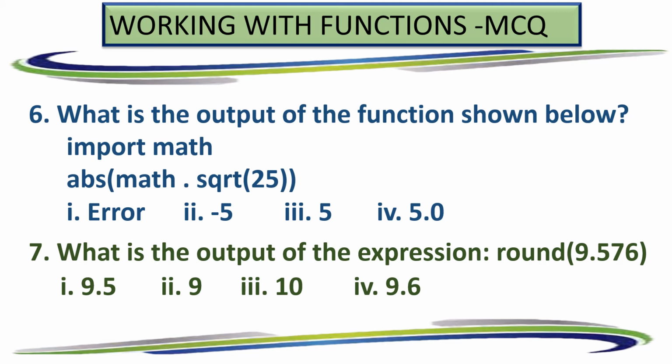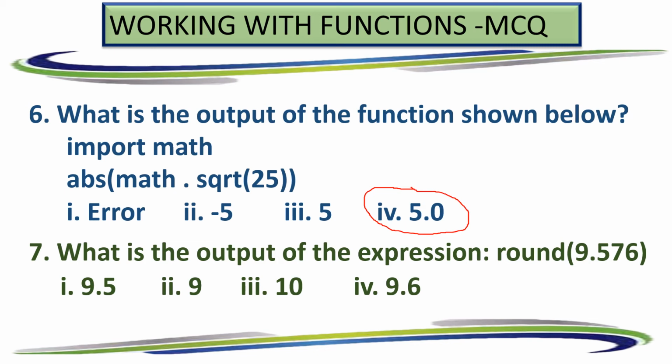Now, what is the output of the function shown below? Here, import math, abs of math.sqrt(25). So the square root of 25 is 5. If you take the value of abs, here two values are there, 5 and 5.0. So we should know the return type of abs, whether it is an integer type or a floating point type. abs returns a floating point value here, so the absolute value of 5 is 5.0. So this is the right answer.